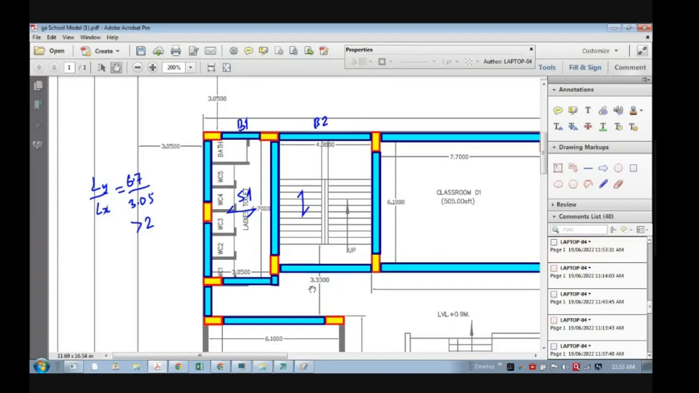Okay, so now this beam is there. Now this half load will be taken by this beam. Now it looks okay. Now this will be a one-way slab and this will also be a one-way slab. Okay.